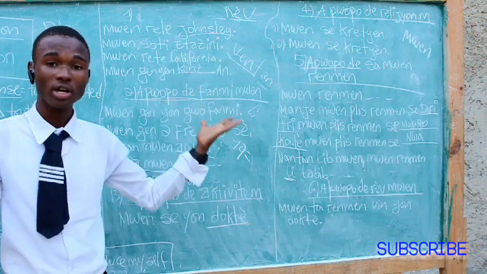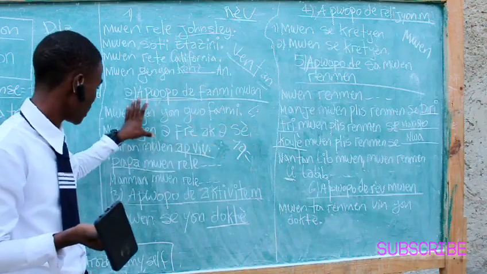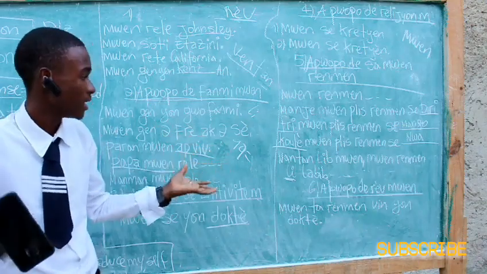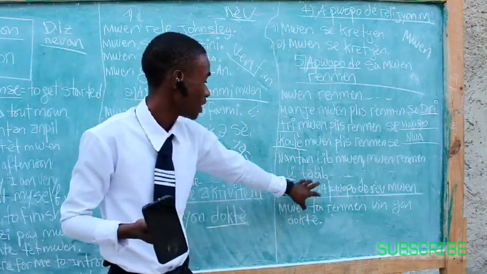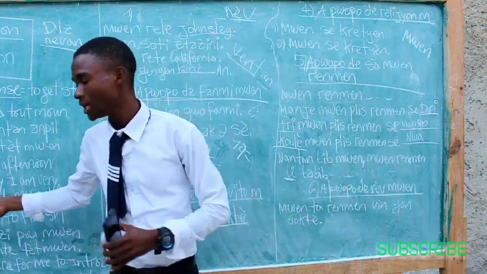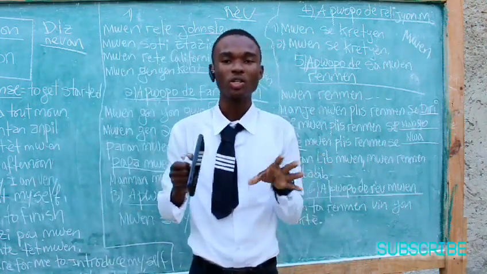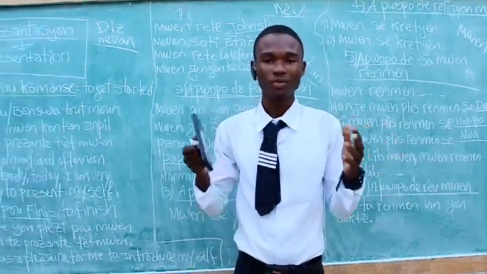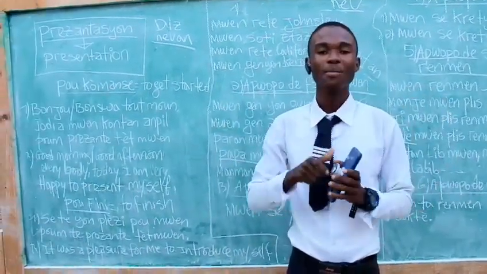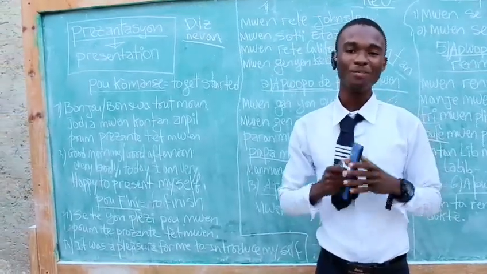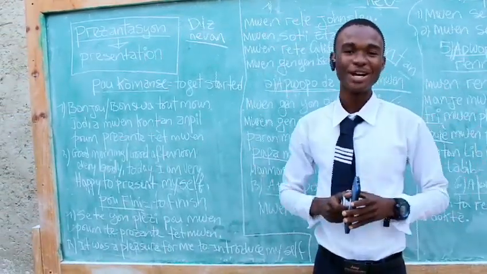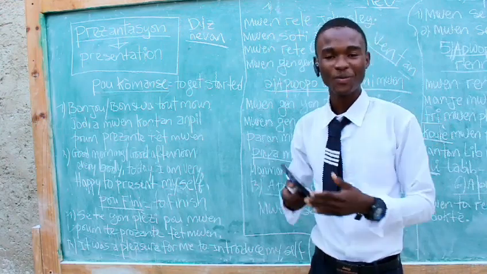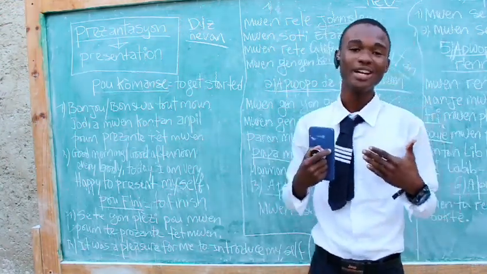À propos de famille moi, about my family, you go like this and you say everything you have to say about your family. And then after you have finished all these, you're gonna go here and conclude. So now we're going to practice what we have learned here. I'm going to call my friend Chino. Chino is going to introduce himself in Creole, and I am going to interpret for him.